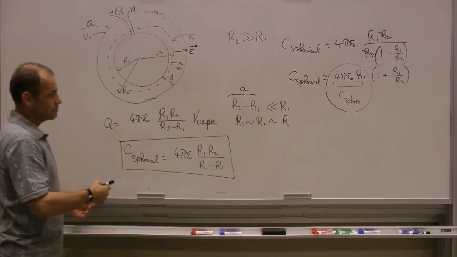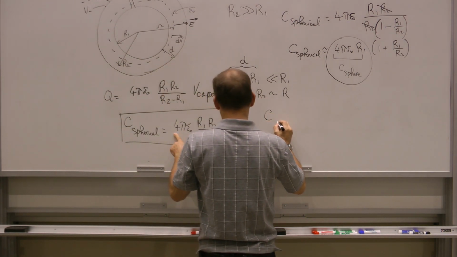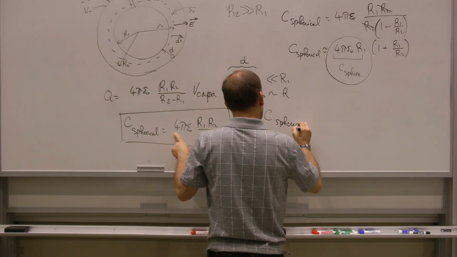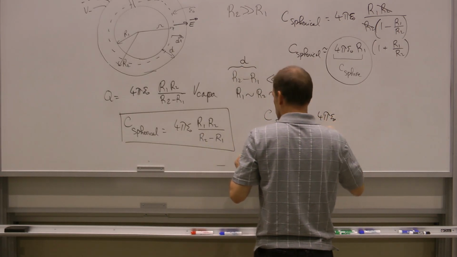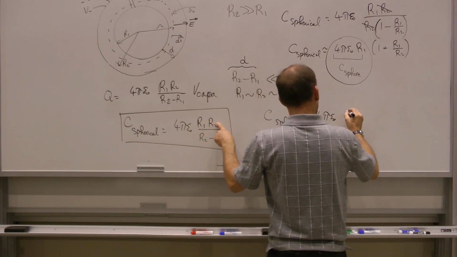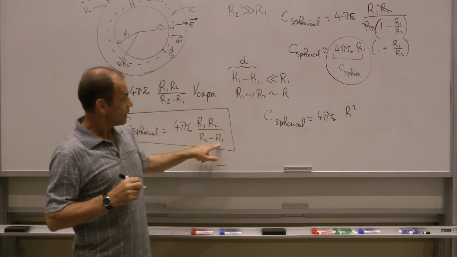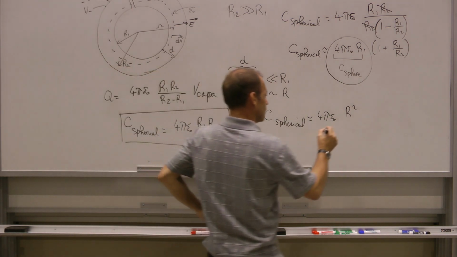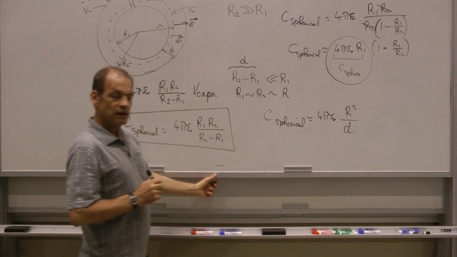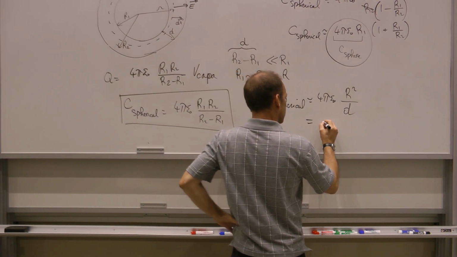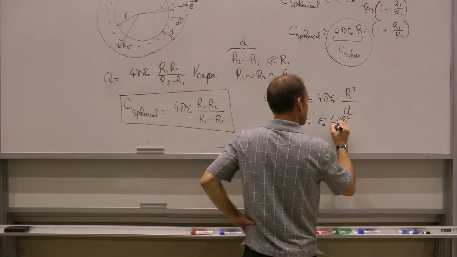So what does this expression become when I do this? Well, I'm going to have C spherical more or less equal to 4 pi epsilon 0 R1 R2, which is going to be R squared, divided by R2 minus R1, which is what I call the spacing d. I rearrange that a little bit. I'm going to write it as epsilon 0, 4 pi R squared divided by d.